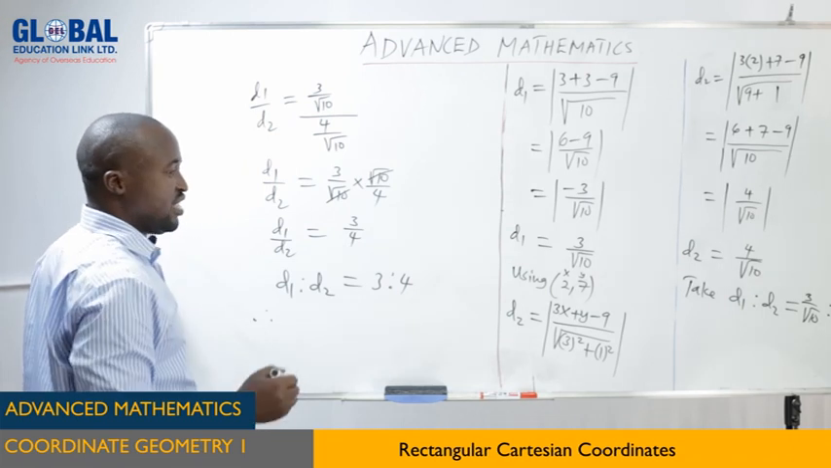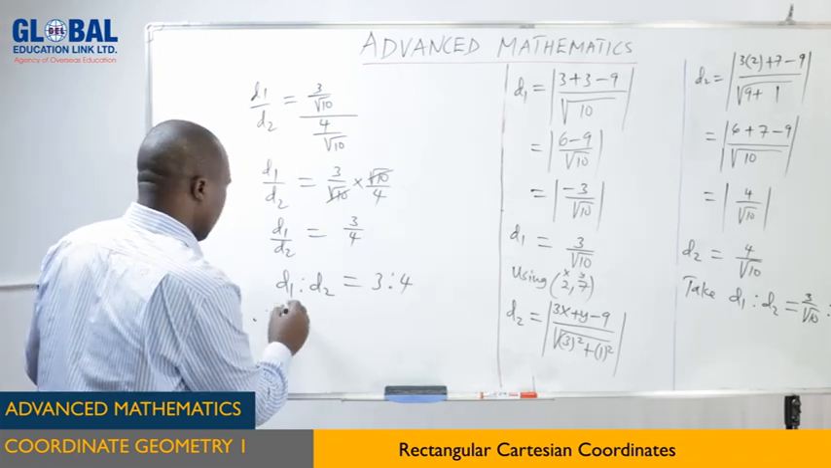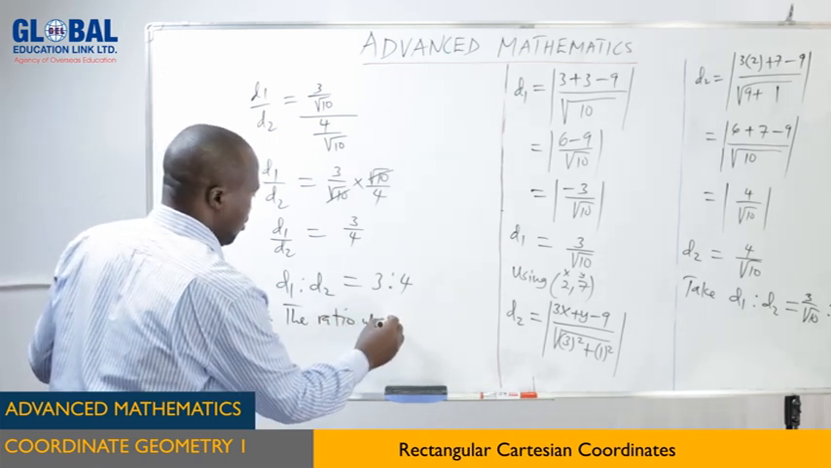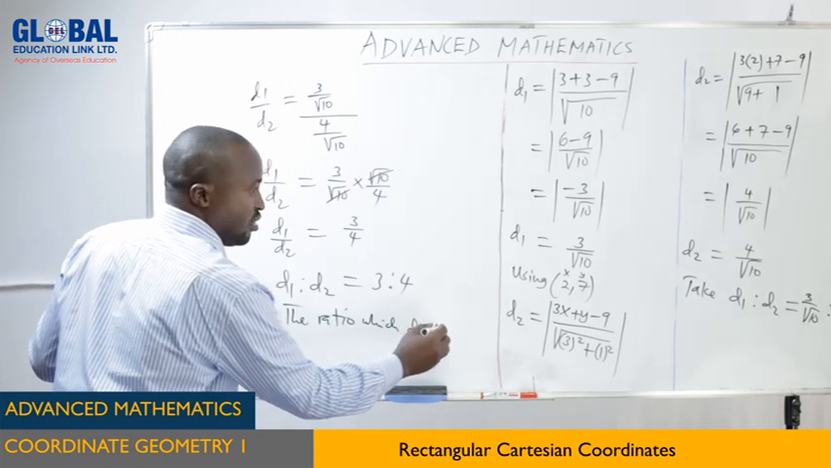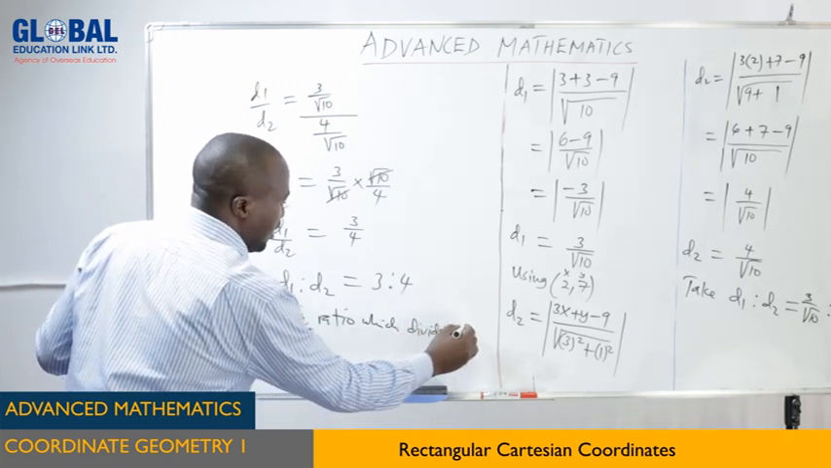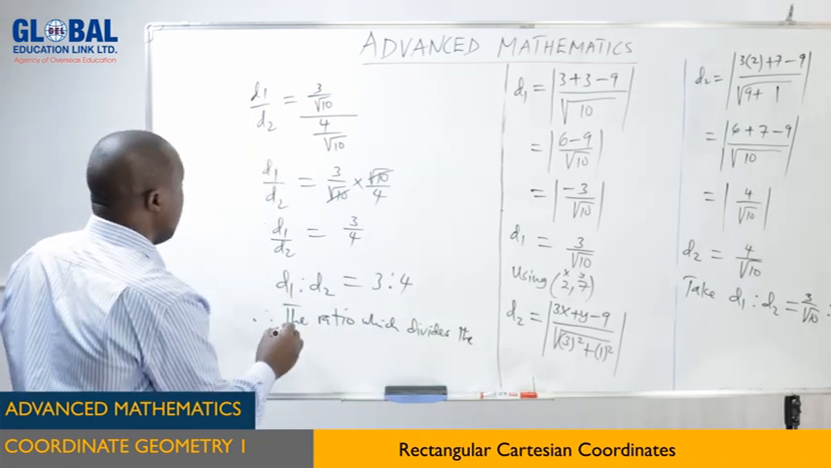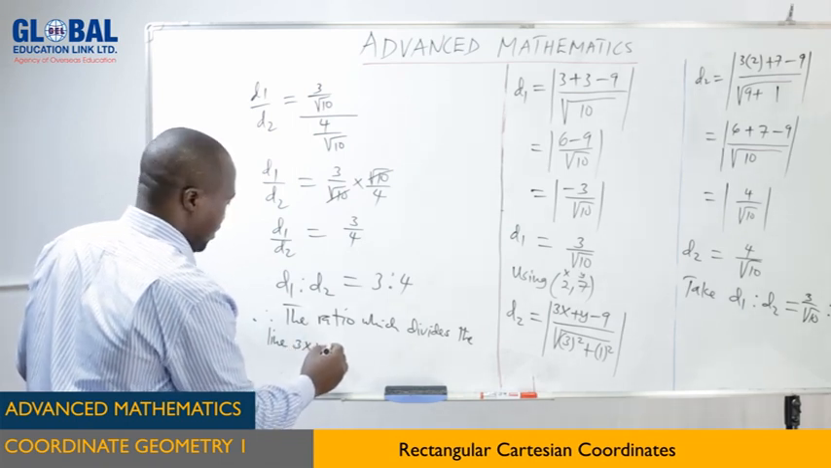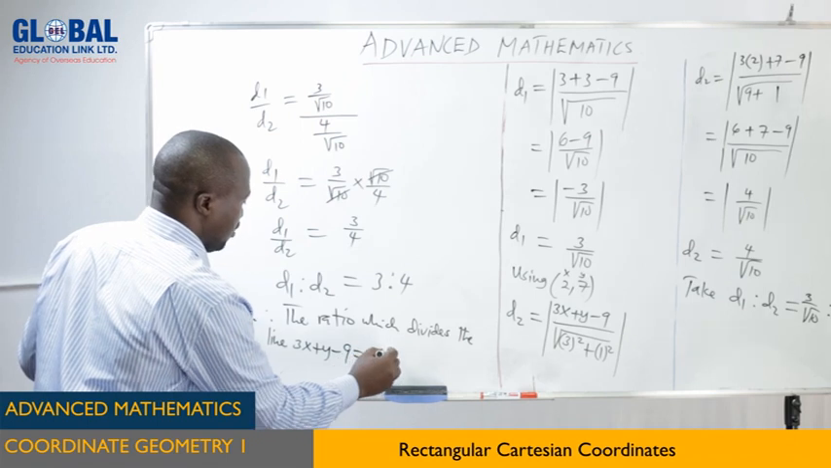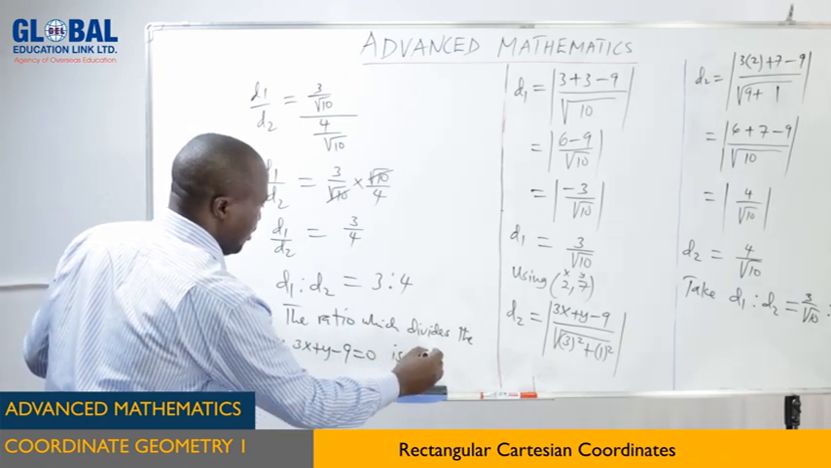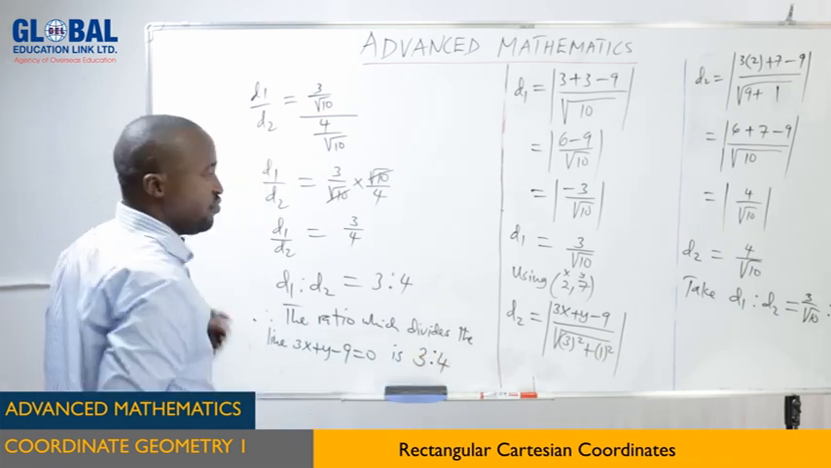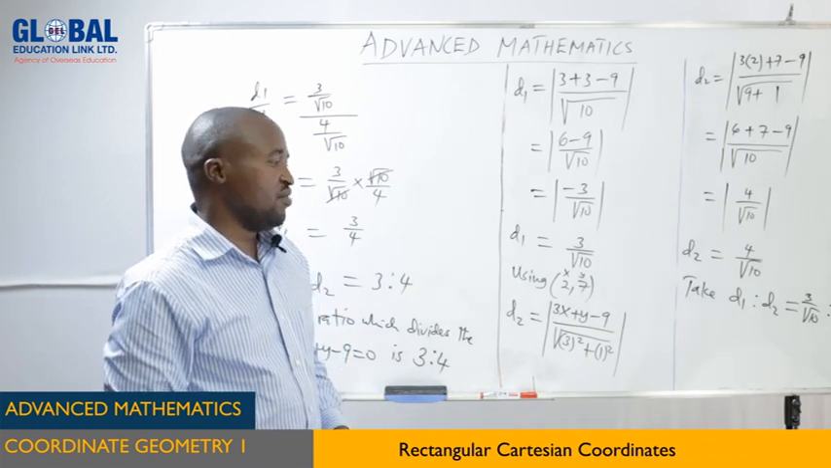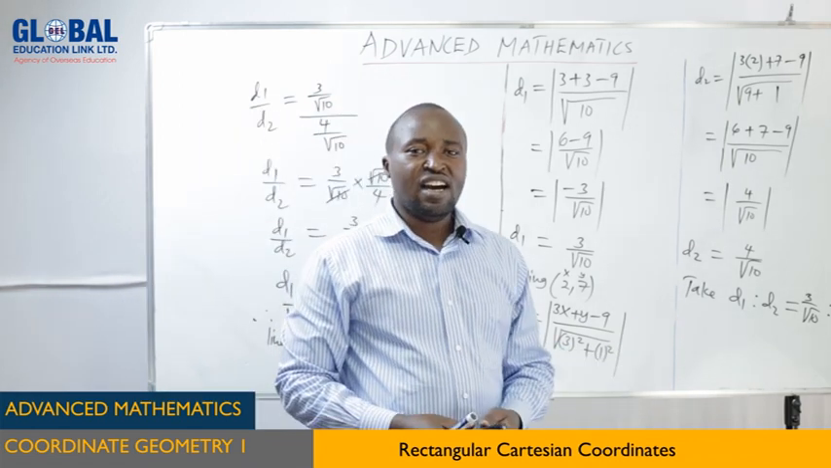Therefore, here we say the ratio which divides the line 3x plus y minus 9 is equal to 0 is 3 ratio 4. So that is another way where we can apply the distance formula, that is, to determine the ratio.